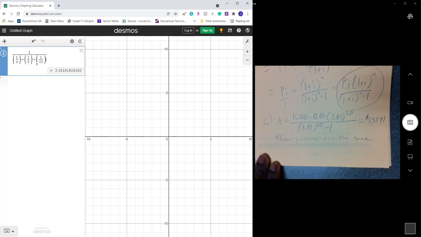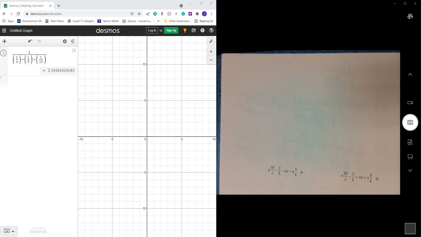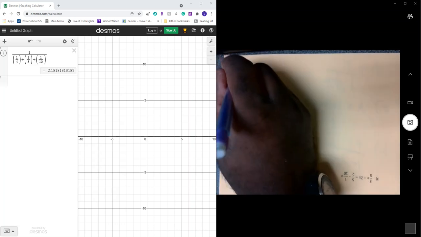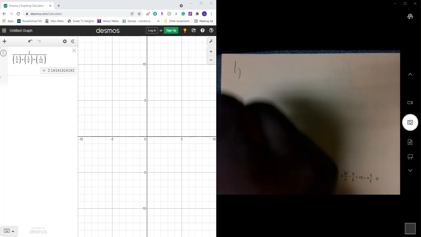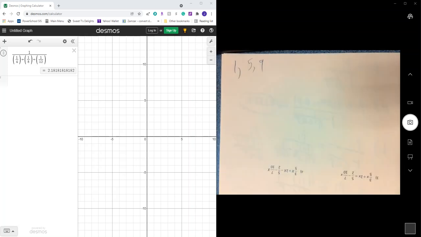So that is it from section 5.5. So actually 5.6, and we are done with section 5.6. Now we're going to go to 5.7. Okay, now with 5.7, we're supposed to be on pages 559 to 562, and it is 1 through 9 odd. So we're going to do problem 1, problem 5, and problem 9.